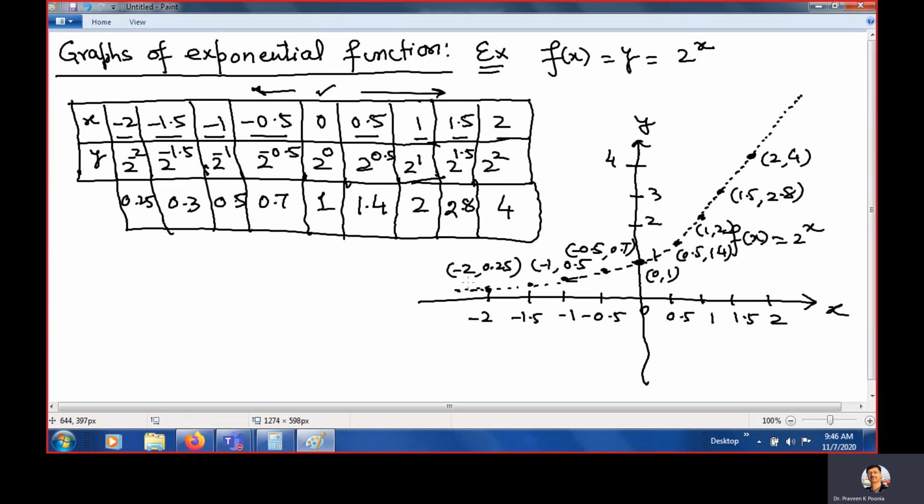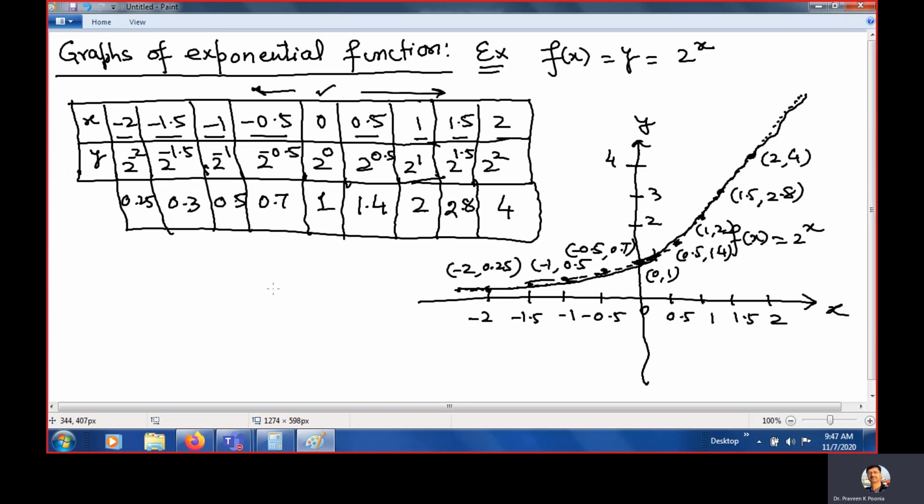So these are the 4 important things. You will see it is continuous, like this one, it is a continuous graph. It is increasing, going up, and the domain is R and the range is R positive only. So these are the 4 important things in this graph. This is the graph of the exponential function 2^x.